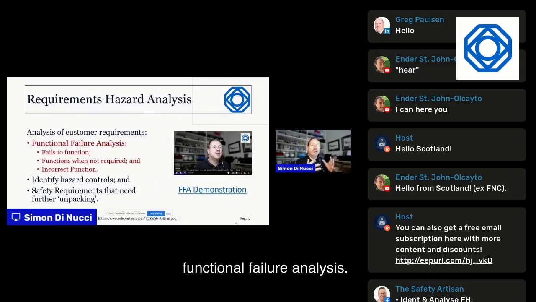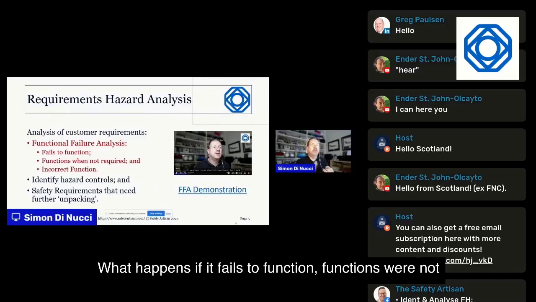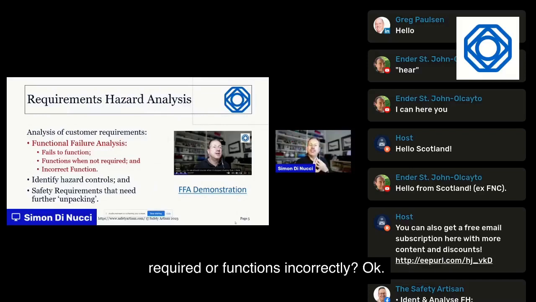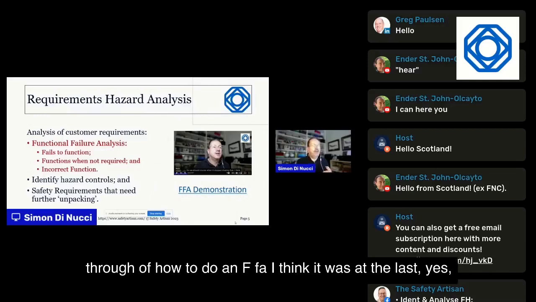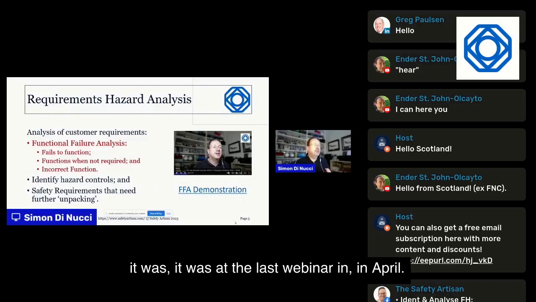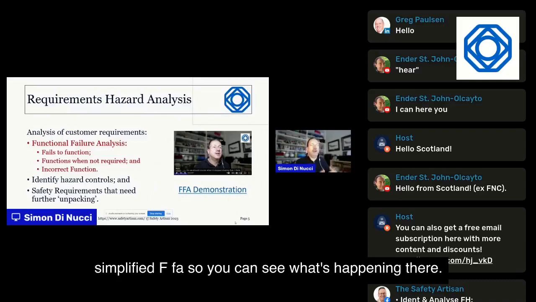What we might do is look at all of our customer requirements, and perform a functional failure analysis. We do that analysis asking what happens if it fails to function, functions when not required, or functions incorrectly. As the picture on the right shows, I did a run through of how to do an FFA at the last webinar in April. In the chat is a link to that video, so you can see me running through a very, very simplified FFA.